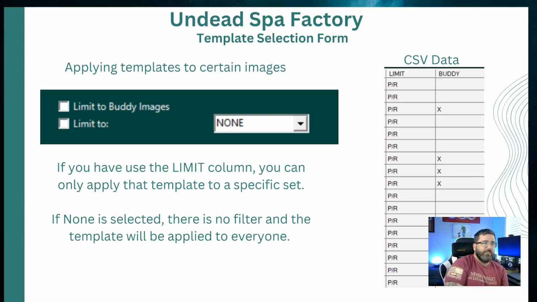You can apply templates to certain images, so you can limit to buddy images, as I already kind of talked about. But then we also use a limit column. So if you have a limit column, whatever you have in there, you can filter it down by that. So let's say you only want to run this template for people on, in this instance, the PR team, for the set, because they wanted a specific template and you don't want to run it for the whole thing. Well, you can just add a limit and filter it down to this PR, and it'll only add line items for anything within that limit.